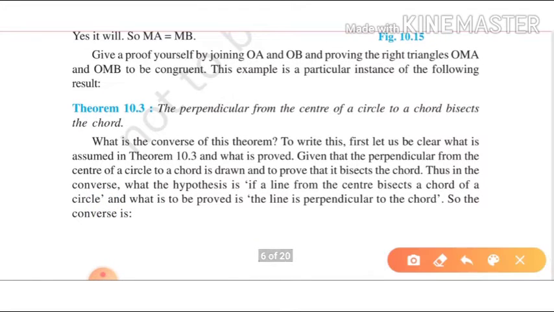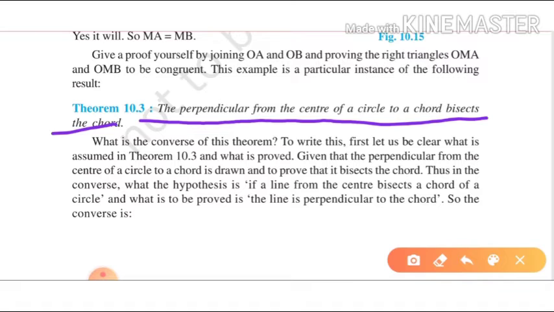It states that the perpendicular from the center of a circle to a chord bisects the chord. What does this word bisects mean? Bisects means to divide the chord into two equal parts. That means the perpendicular which is drawn from the center of a circle to any chord divides the chord into two equal parts, or bisects the chord.